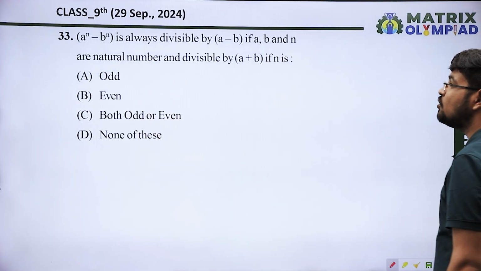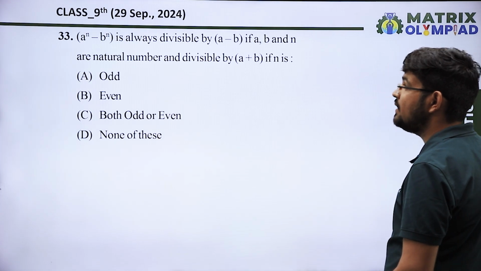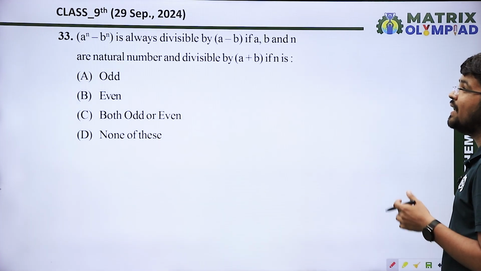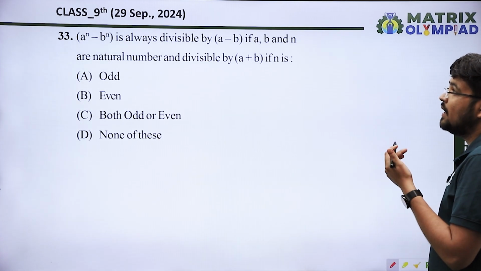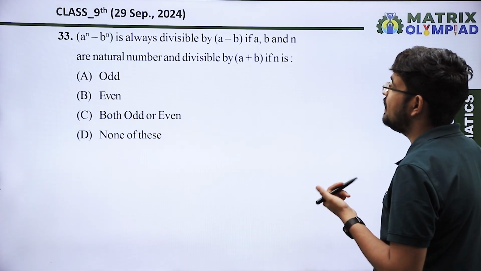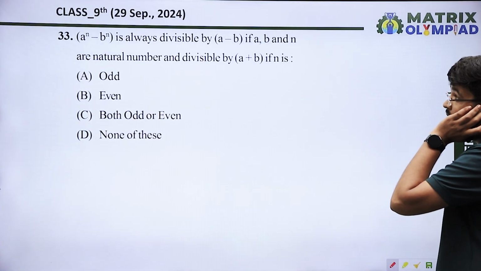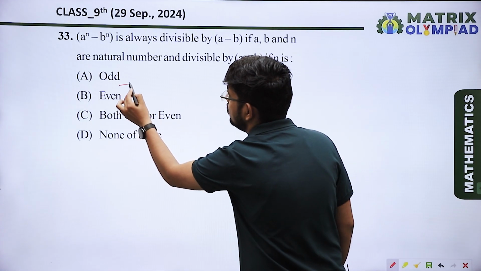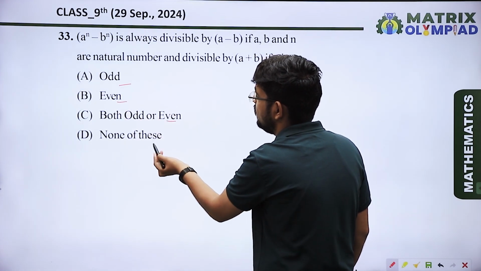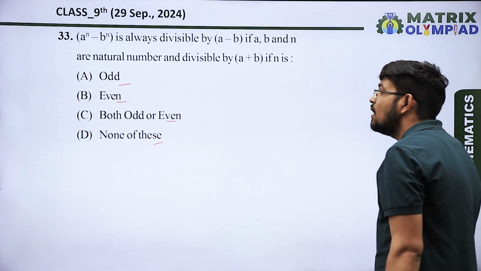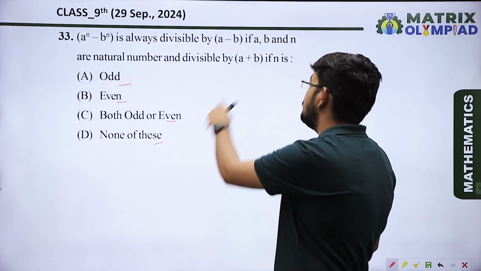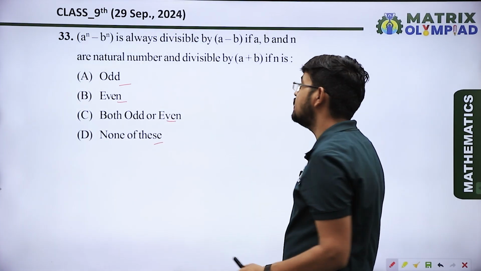Next question. A raised to power n minus b raised to power n is always divisible by a minus b if a, b and n are natural numbers, and divisible by a plus b if n is odd, even, both odd and even, none of these above. So it will be divisible if the remainder is 0.